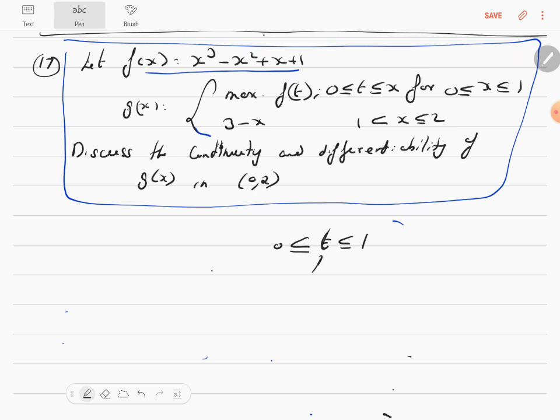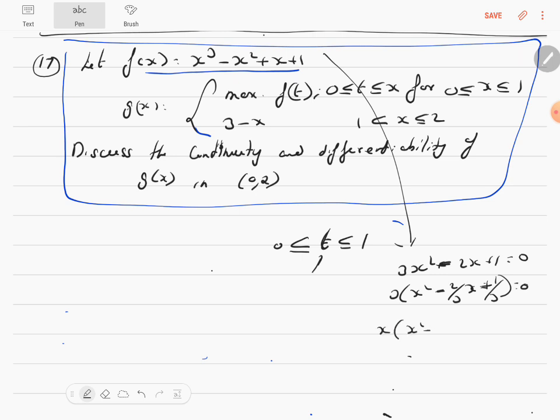See, for finding the maxima, you differentiate it: 3x square minus 2x plus 1, and you'll do completion of square to get the maxima, because that's already been differentiated. To find the x value, you have to do x square minus 2 by 3 into x plus 1 by 3. On doing completion of square, it is x square minus 2 into 1 by 3 x plus 1 by 9 minus 1 by 9 plus 1 by 3 is equal to 0.